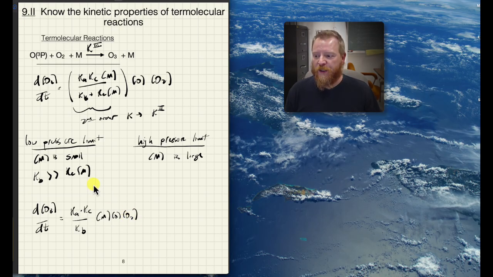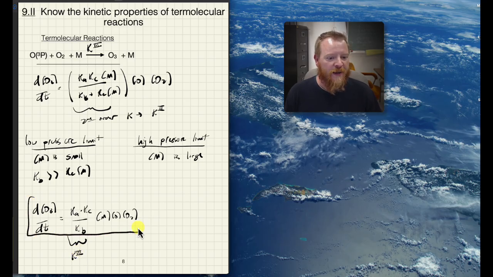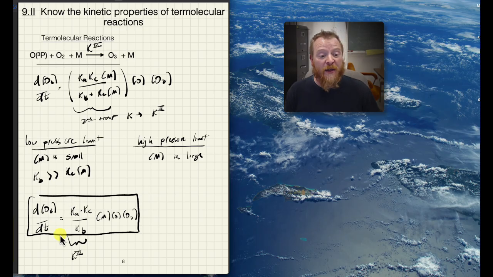And lo and behold, check that out. Because there's M times O times O2, all of this combination of rate constants has to be a third order rate constant. And thus, in the low pressure limit, this reaction looks like a third order reaction. So in other words, the amount of M is important. Okay, so now what about in the high pressure limit? Well, it's the opposite: Kc times M is much greater than Kb. So we can ignore Kb right here.